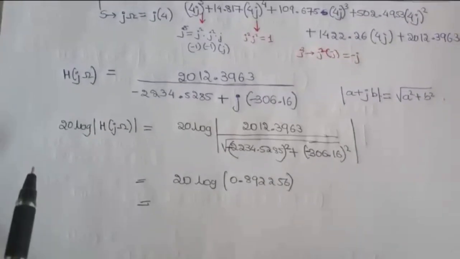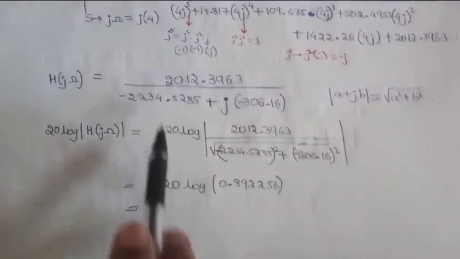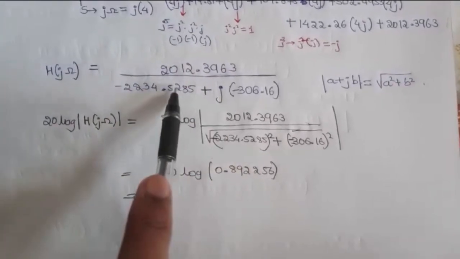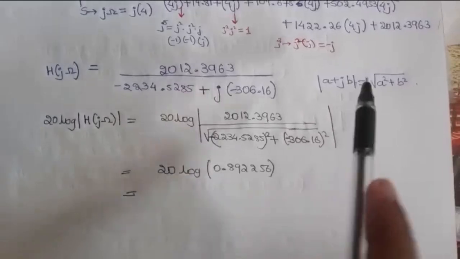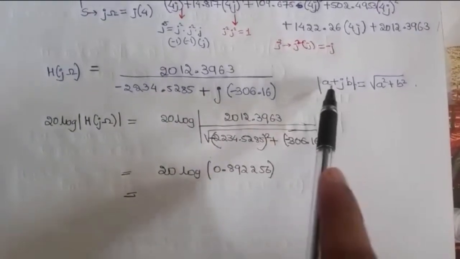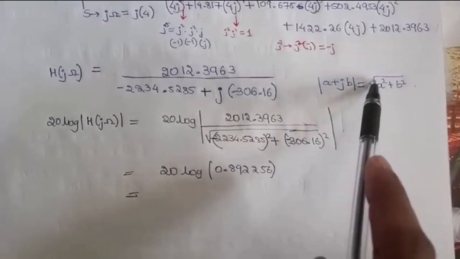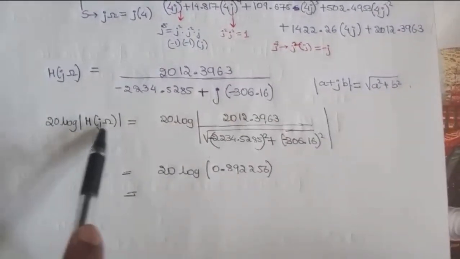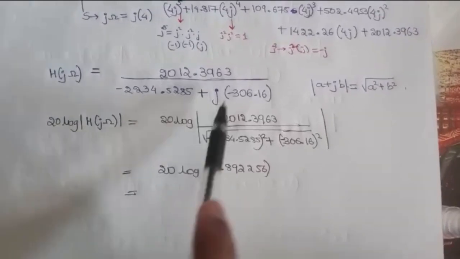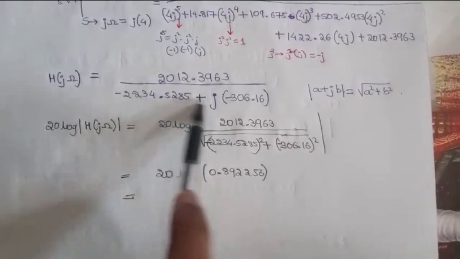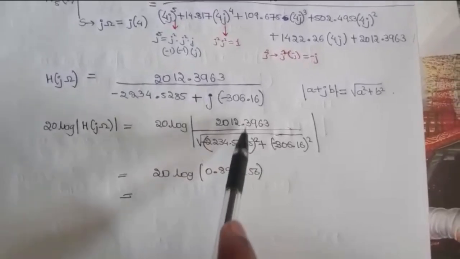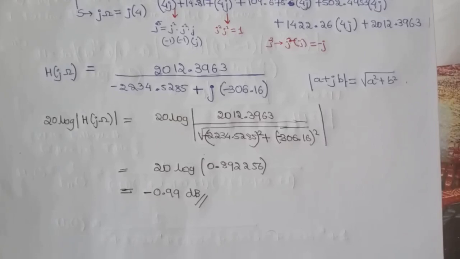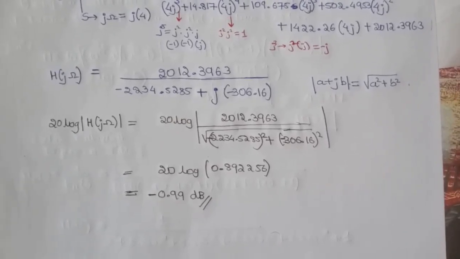We have to find the magnitude 20 log h of j omega. The numerator is a real term, whereas the denominator is real plus imaginary. For this we have to find the magnitude. We know that magnitude of a plus jb is equal to under root a square plus b square, where this is a and this is b. 20 log h of j omega is equal to 20 log of numerator as it is, apply under root a square plus b square for denominator. After solving this, we get 0.892256. 20 log 0.892256 is minus 0.99 dB.